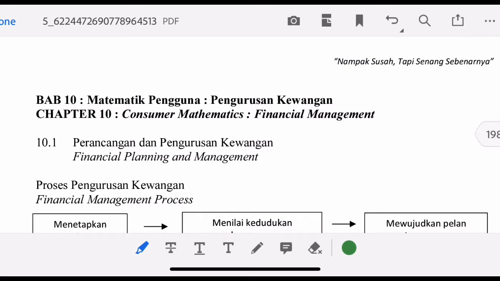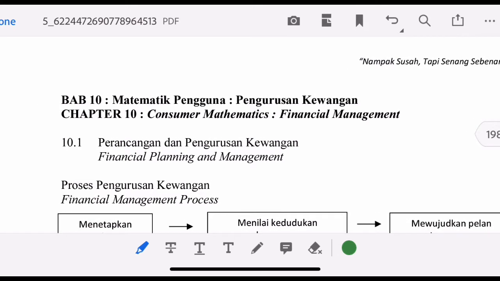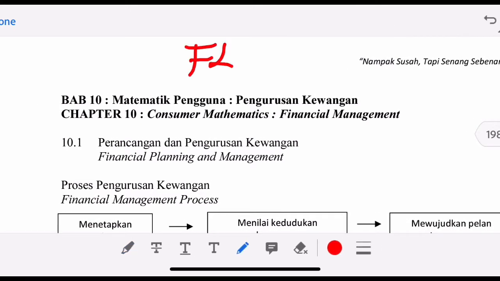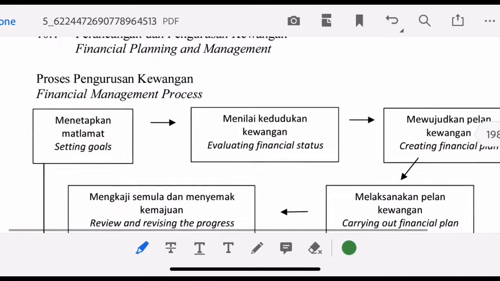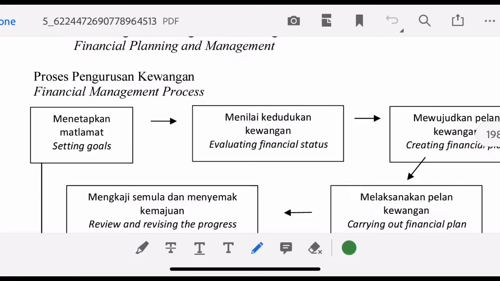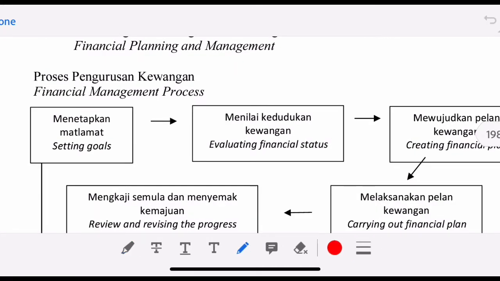Today I would like to do revision on Form 4 topic, which is financial management. So this is chapter 10. It's a new topic for Form 4 KSSM syllabus, financial planning and management.